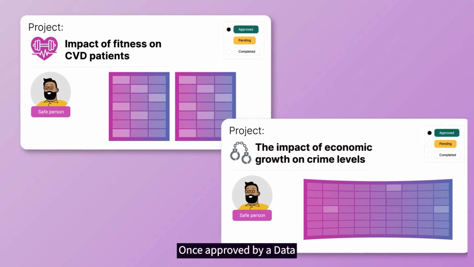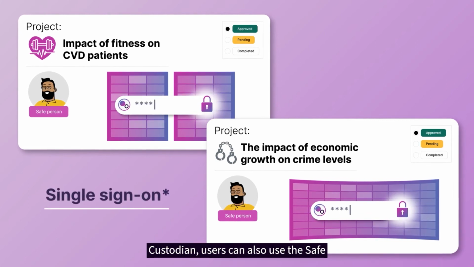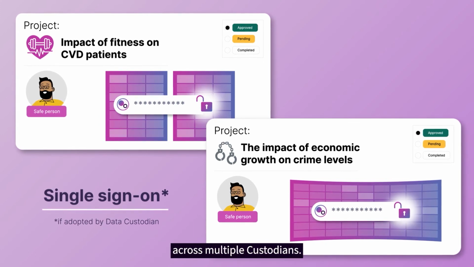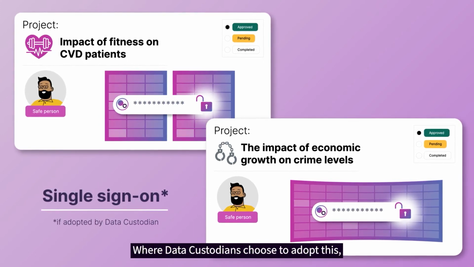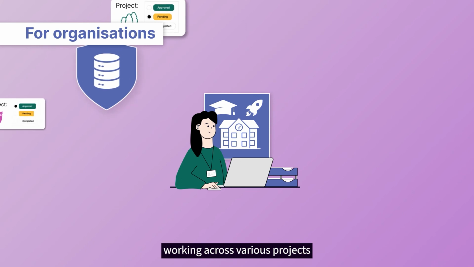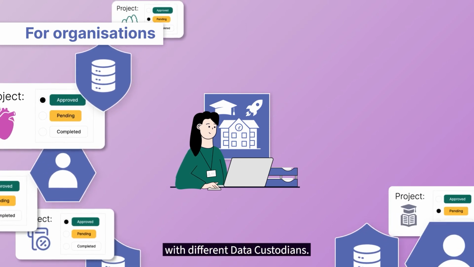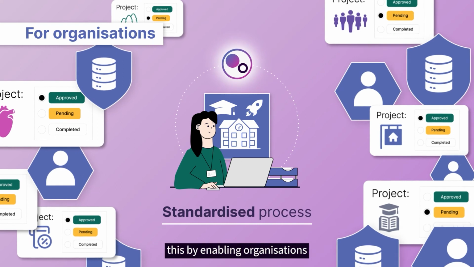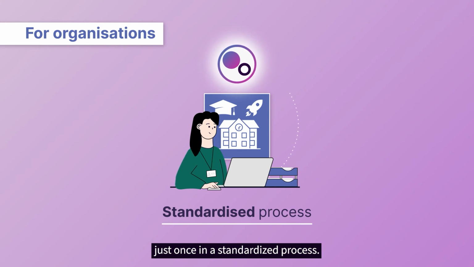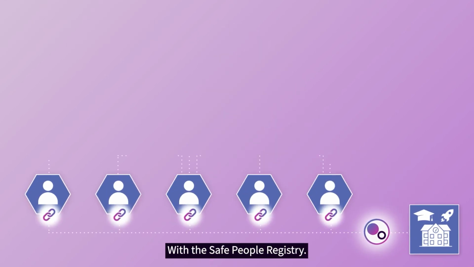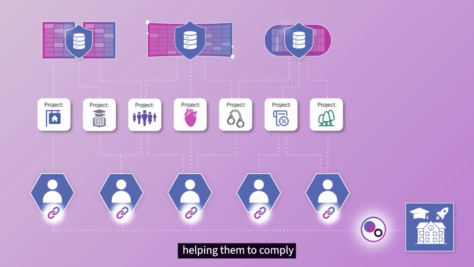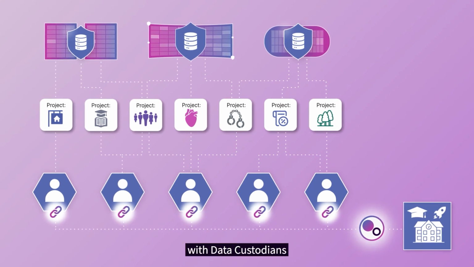Once approved by a data custodian, users can also use their Safe People Registry profile as a single sign-on method to access secure data across multiple custodians, where data custodians choose to adopt this. Organisations often have many users working across various projects with different data custodians. The Safe People Registry simplifies this by enabling organisations to provide information and affiliate users just once in a standardised process. With the Safe People Registry, organisations gain full visibility into all projects their users are approved for, helping them to comply with data custodians' processes and contracts.